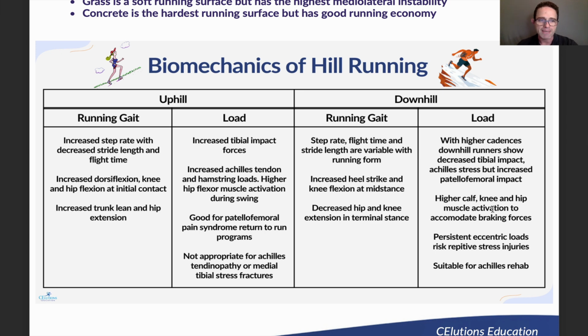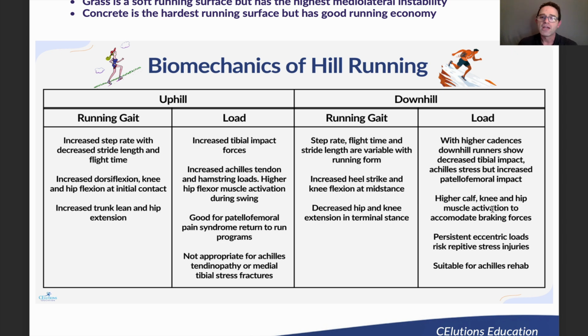So with increased step rate, with decreased stride length and flight time, you're going to have all that when you're going uphill. You're also going to have increased dorsiflexion, knee and hip flexion as well at initial contact. Think about running uphill. You're going to need more hip flexion to be able to just get your knee up higher and clear your foot over the ground. And then you're going to have more hip extension because the ground is further away from you, creating more of a hip extension angle.